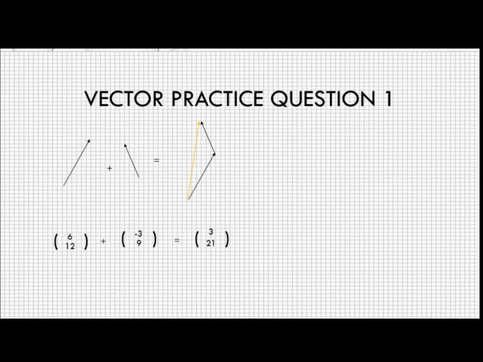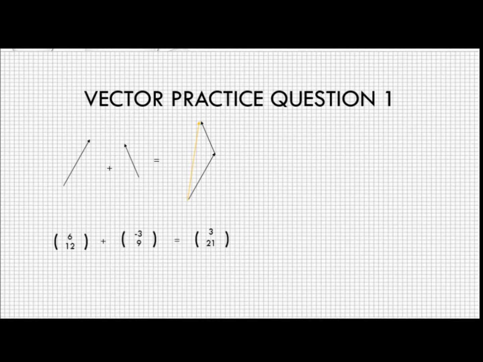Okay, so how did you get on with that? The way to add vectors is simply to join the tail of one vector to the head of the other vector, and then you can draw the vector that represents the sum starting from the tail of the one vector and ending at the head of the other vector.